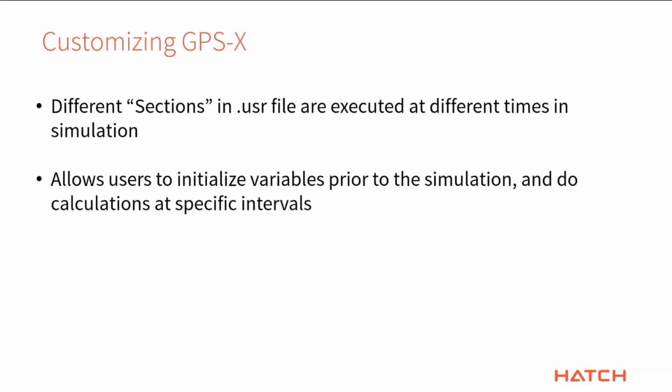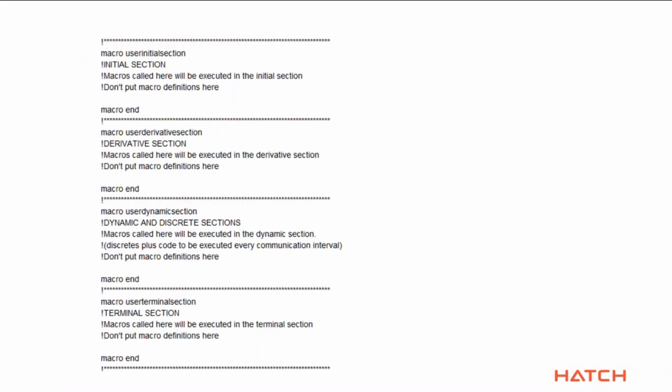Now, in this user file where you're going to be putting your calculations, the different sections in the user file are executed at different times in the simulation. And this is actually a very handy type of tool. So say, for example, I may want to do a bunch of calculations at the end of the simulation. I don't need to do them every time step. And so therefore, I'll put them in the terminal section, and they'll only happen once at the end. So you can either initialize things ahead of the simulation or do things at specific intervals. And there's quite a lot of useful functionality in this area.